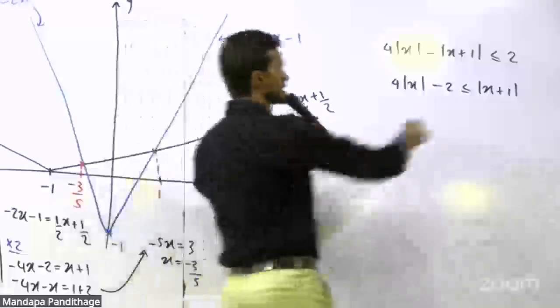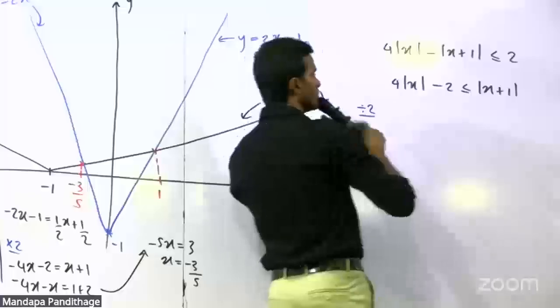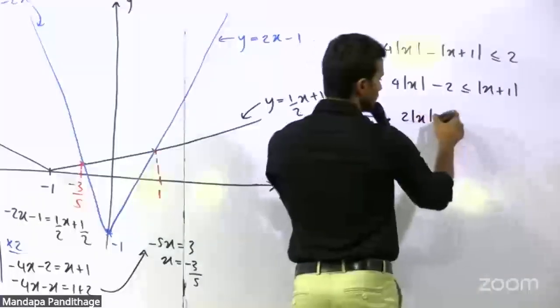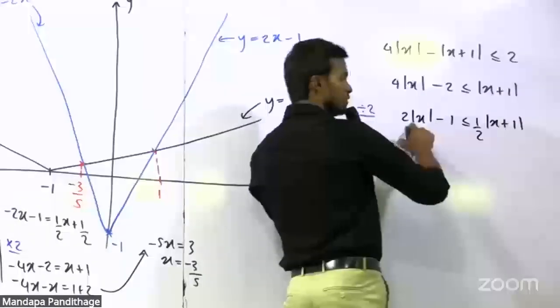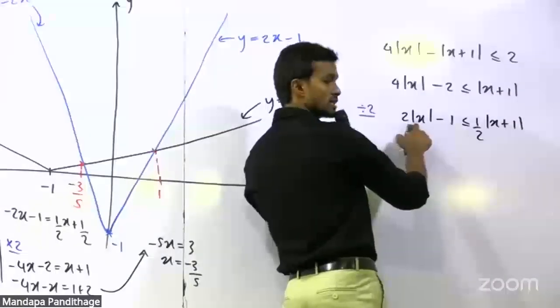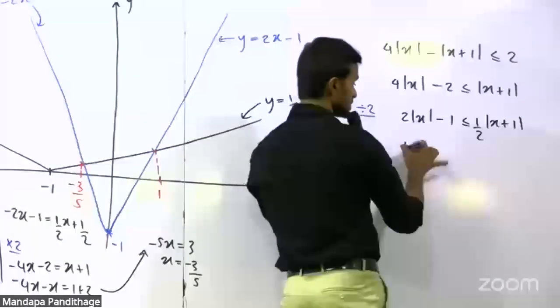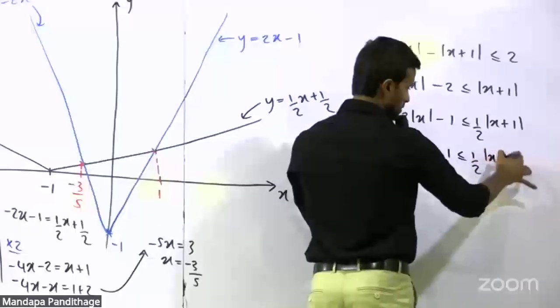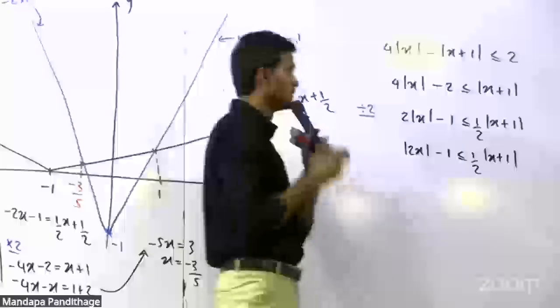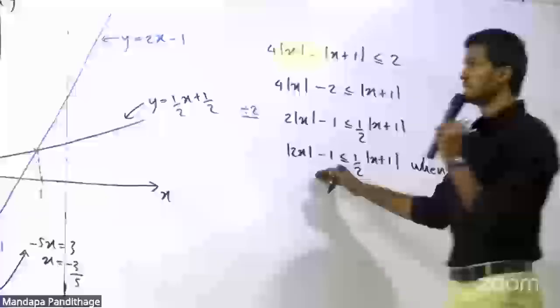So I'm only focusing on this side. Don't think about both sides. When you divide by 2, it's 2 modulus x minus 1 and you get half of this. That's why I gave you a separate note. If there is a 2 inside, you can take it out. If there is a 2 outside, it can be sent in. So this is modulus 2x minus 1. Clear?